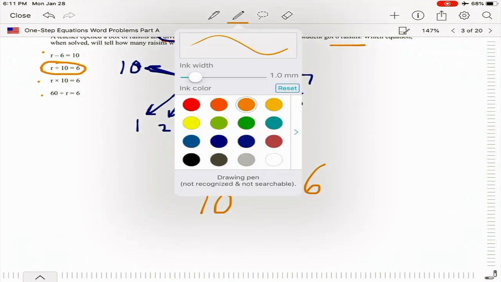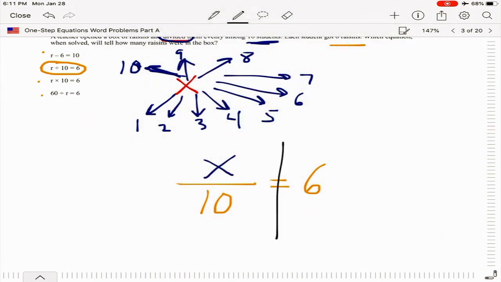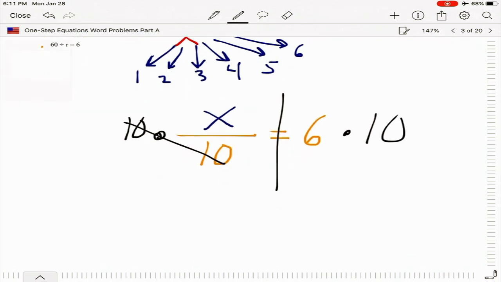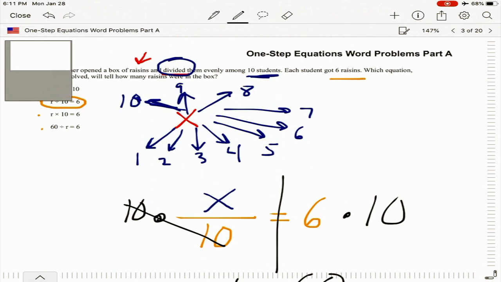From here, let's just solve it anyway. Draw a line through the equal sign. And in order to get rid of the division by 10, we multiply by 10. We multiply by 10. And X equals 60. So that's how many raisins were in the box.